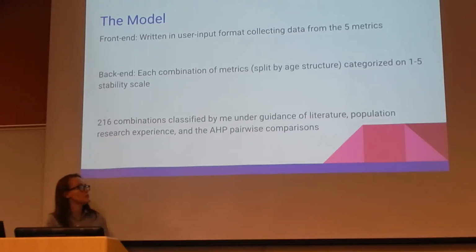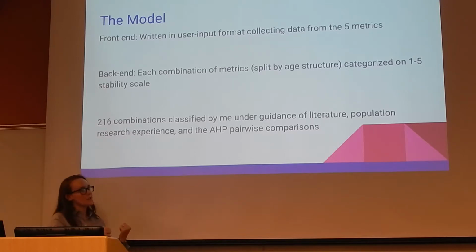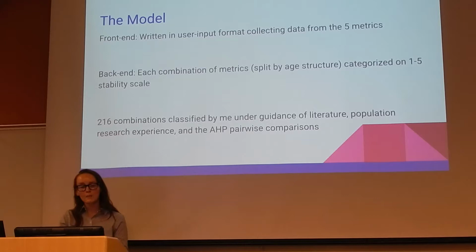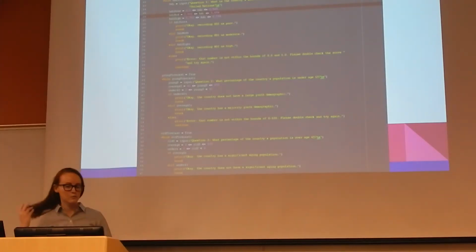So there are 216 classifications. And because I'm a cultural geographer, I was the token cultural geographer at GIST at Oak Ridge. This is what I was brought in for. I personally classified all of those combinations. Can you do that on a larger scale? Probably not with one person. But in this setting, this is the methodology that we went with, using not only the literature that I referenced, and that's where Zotero came into play, but also the population research experience I gained there, as well as those pairwise comparisons. And that's just an example of the back end of what that looks like.